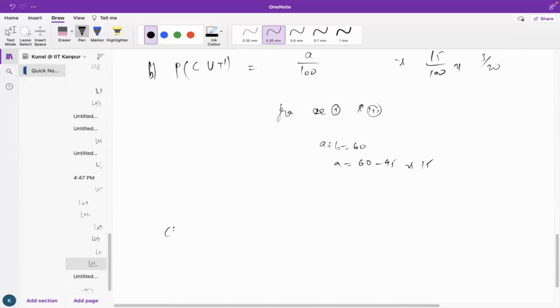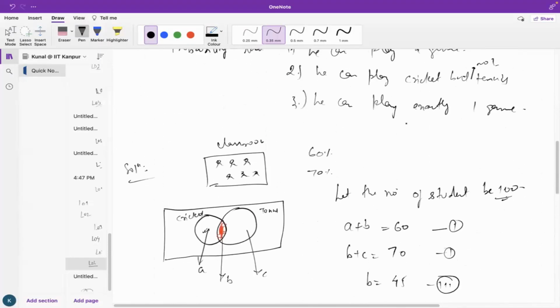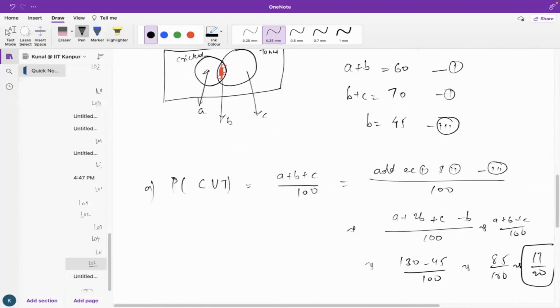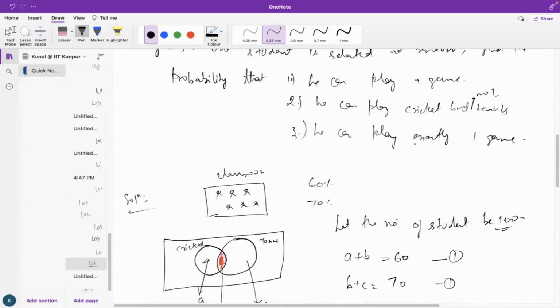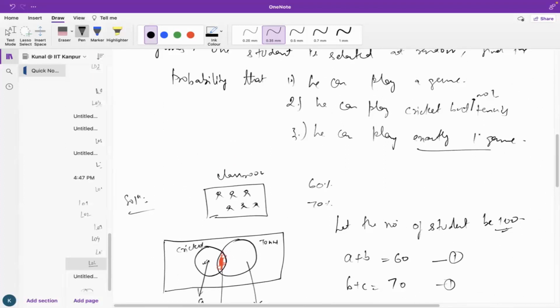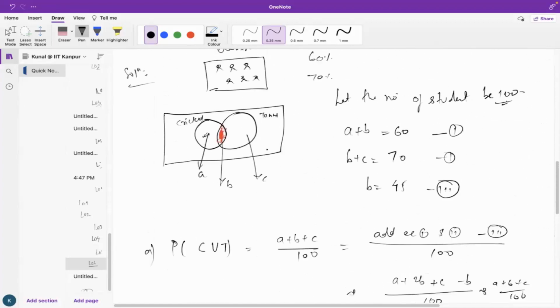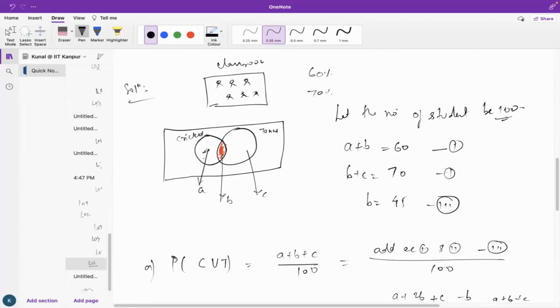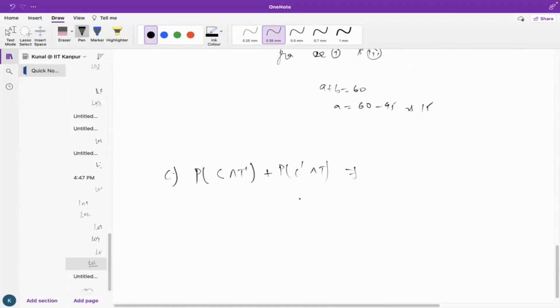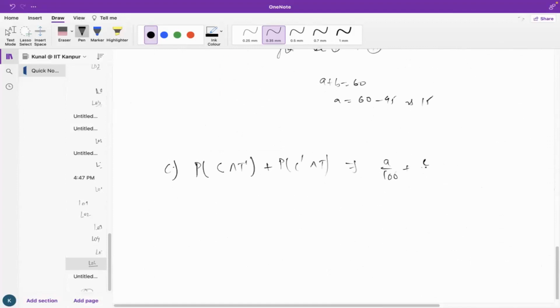Okay. And now the third problem is something like this. He can play exactly one game. So what I'm trying to say is, he can play exactly one game. There is a case, either he plays cricket and then doesn't play tennis, or he is playing tennis and then he is not playing cricket. So what is the condition? Probability of cricket but not tennis, plus if he is not playing cricket then he must play tennis. It is exactly one game. So what are the possibilities? Look at here. Either he plays cricket and doesn't play tennis, or he plays tennis and doesn't play cricket. So its probability will be A by 100 plus C by 100.